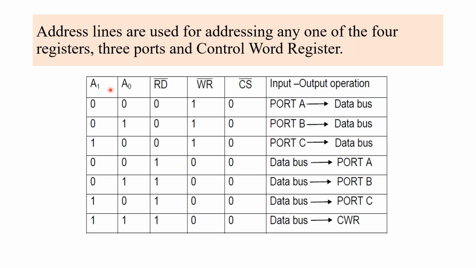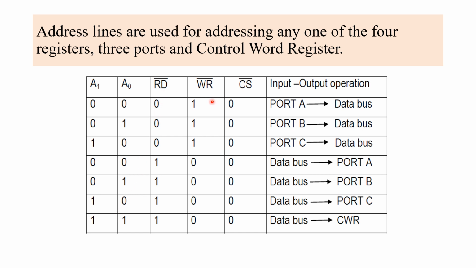Address lines A0 and A1 are used for addressing any one of the 4 registers. That is, inside 8255 we have 3 ports, port A, B and C, and a control word register. So these 4 registers are to be read or written to, and the corresponding bits are these. If A0 and A1 both are zeros, port A will be selected. If it is 0, 1, port B is selected. If it is 1, 0, port C is selected.